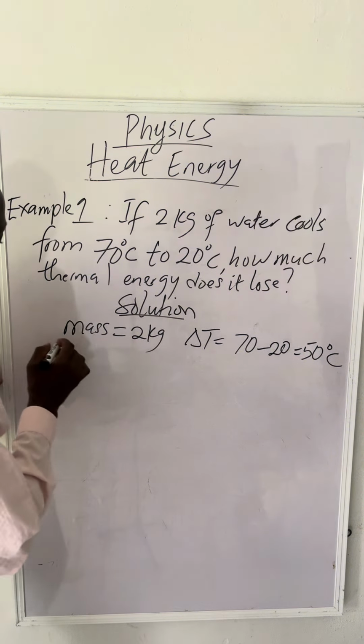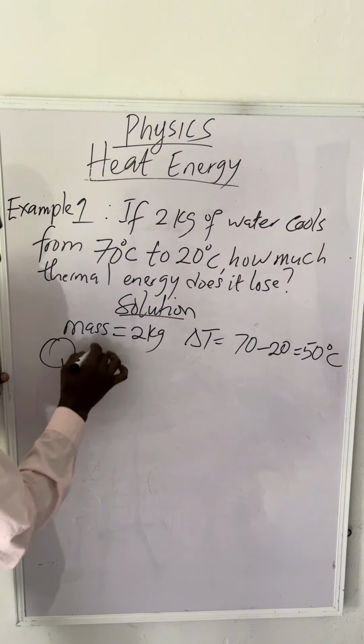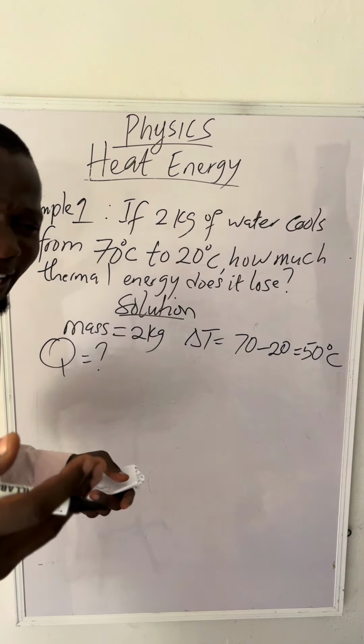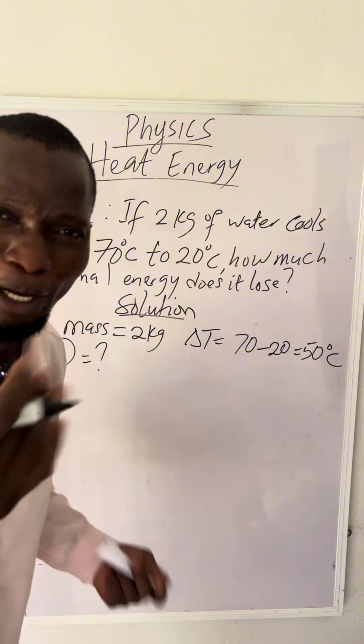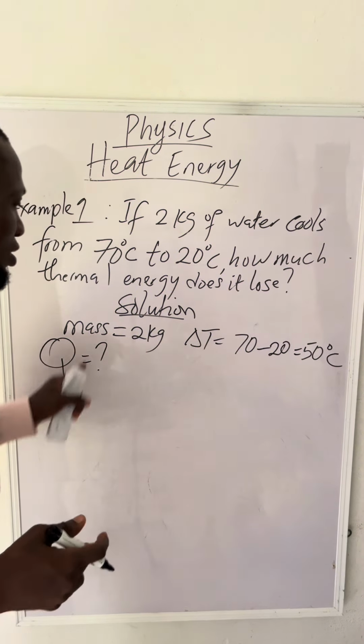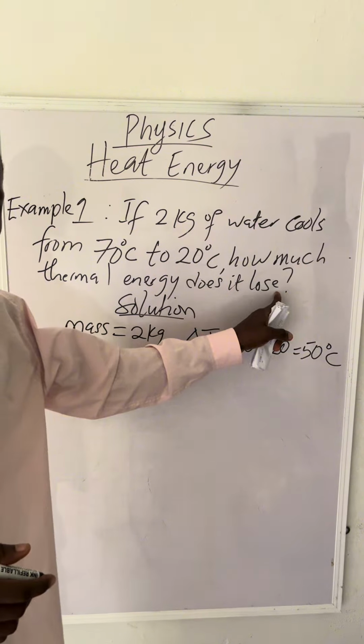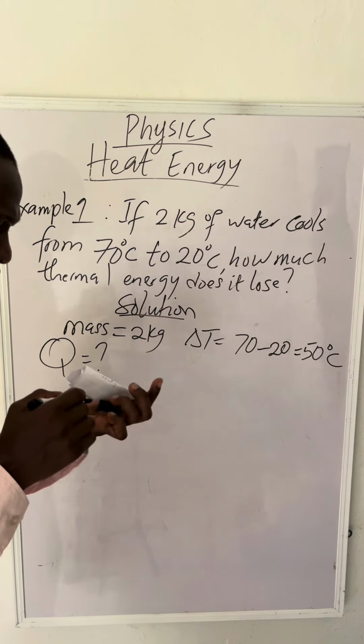So the heat energy means that it's asking me for Q, the total quantity of heat. How much thermal energy? It's part of your unit. That's what you are looking for. So you must write it out.